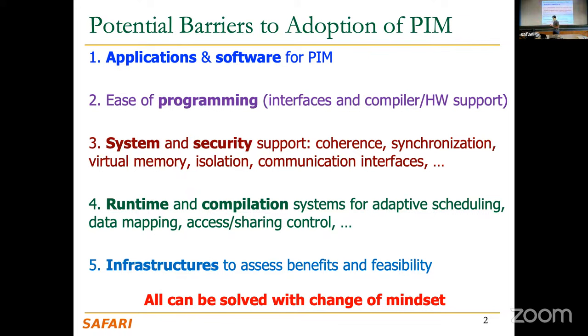So there are barriers to the adoption of processing in memory, because there are different issues that we need to deal with in order to facilitate the integration of PIM capabilities in real systems. And here you see some of those potential barriers for adoption of PIM systems. We have already talked about the first one, applications and software for PIM. It's all about identifying what applications can benefit from processing in memory and developing software for those processing in memory systems. The previous lecture was exactly about that.